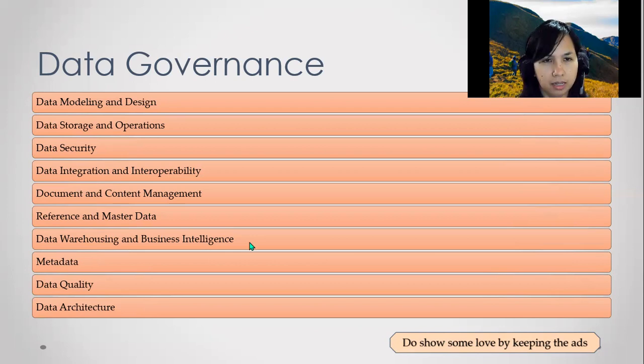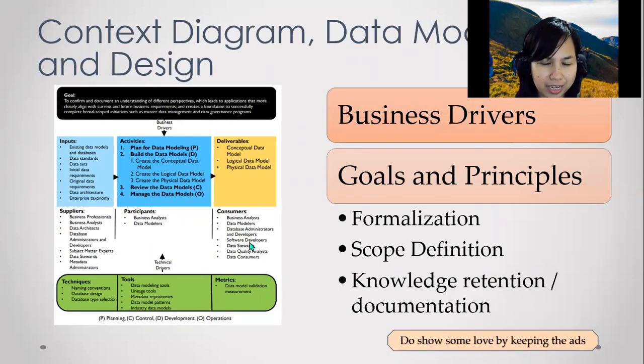Right here, data modeling is the process of discovering, analyzing, and scoping data requirements, and then representing and communicating these data requirements in a precise form, as we already mentioned earlier on, called the data model. Now, this process, as we should take note, is iterative as well and may include a conceptual, logical, and physical model. As we look at the illustration here, the goal is to confirm and document an understanding of different perspectives, which leads to applications that more closely align with current and future business requirements, and creates a foundation as well to successfully complete broad scoped initiatives such as master data management and data governance programs.